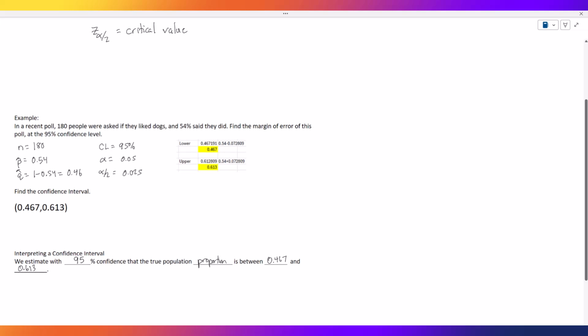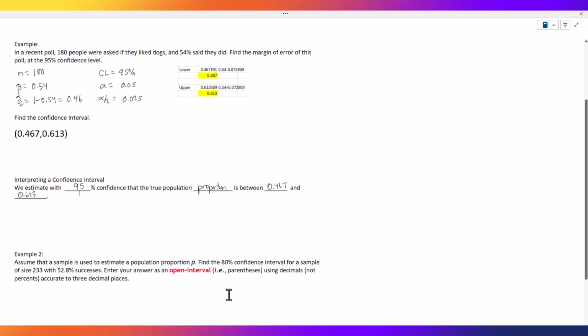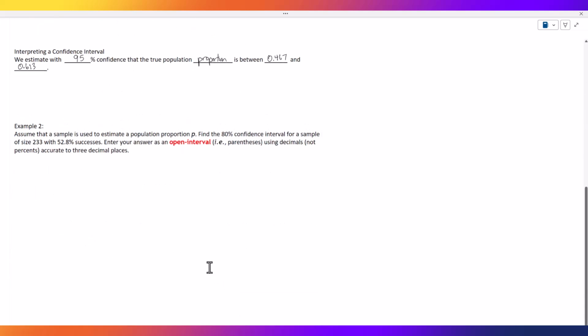That's what the confidence interval actually means. We estimate with 95% confidence that the true population proportion is between 0.467 and 0.613. And we like to do that just so any rounding error and those kinds of things get sort of taken care of. But this is exactly what this means in the context of our problem.